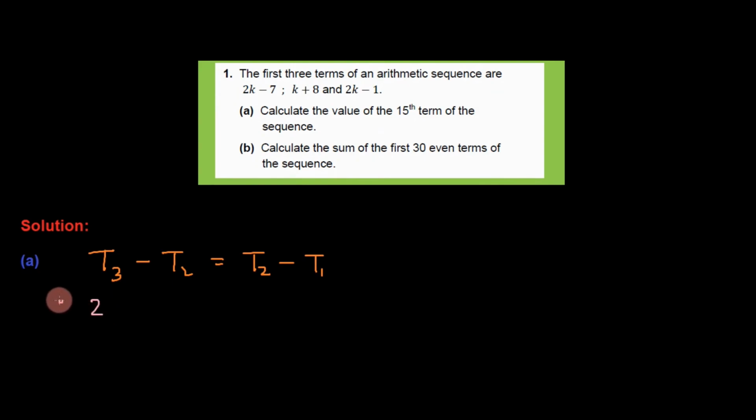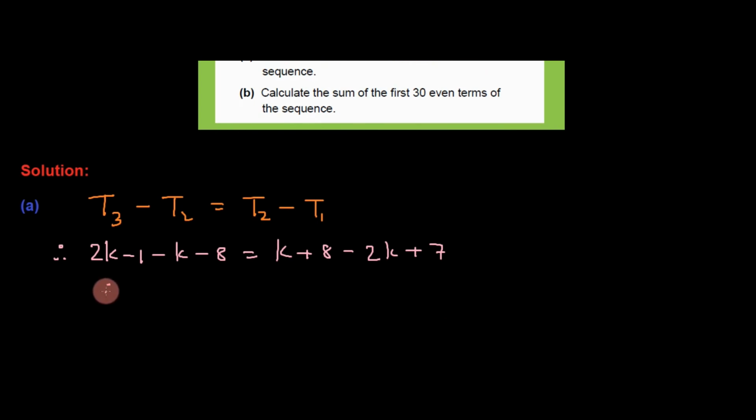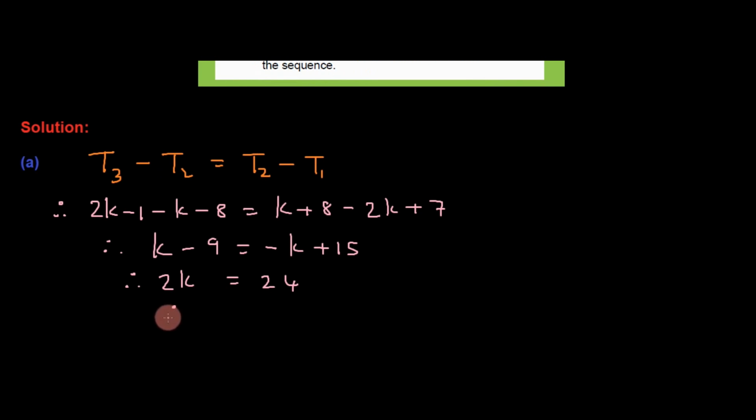So it's going to be 2k minus 1 minus k minus 8. The sign changes when we subtract k plus 8. And this must equal k plus 8 minus 2k plus 7. We can add like terms on both sides. So we have k minus 9 equals minus k plus 15. And in solving for k, we have 2k equals 24, and we see that k is equal to 12.